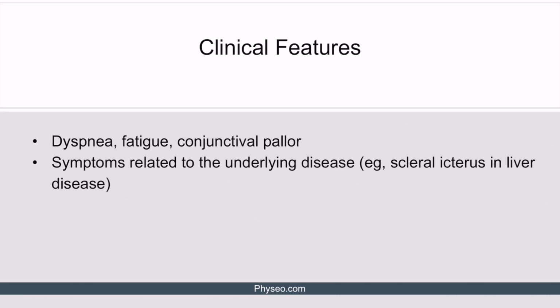Symptoms often include typical manifestations of anemia, such as dyspnea, fatigue, and conjunctival pallor. Patients can also develop symptoms related to the underlying disease, for example, scleral icterus in liver disease.